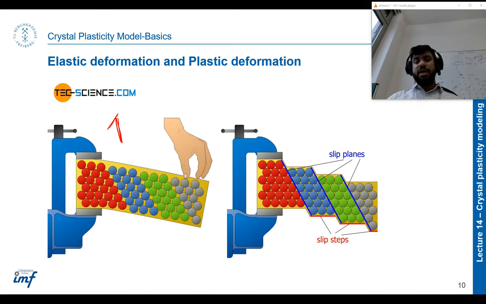But on the other hand, if we apply extensive force, what will happen is that on the slip systems which have lower activation energies, the atoms will slip on those systems, on those planes. And based on that, there will be a permanent deformation in the material. And if we remove the force, the material will not come back to its original position. Then we are talking about figure 2 here. And this is the plastic deformation. This is the fundamental mechanism of how plastic deformation takes place.